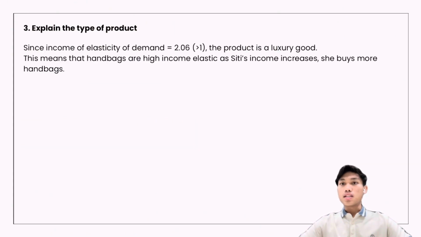So, what does this number tell us? Let's go back to our original statement. We said a luxury good has an elasticity greater than 1. Our result is 2.8, which is significantly greater than 1. Therefore, we can confidently conclude that for Siti, handbags are a luxury good. Her demand for them is highly responsive to her income growth. That's all from me. I hope you understand.